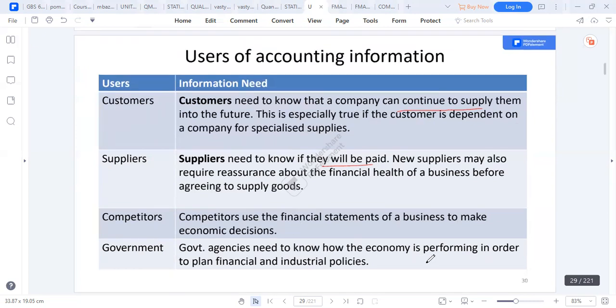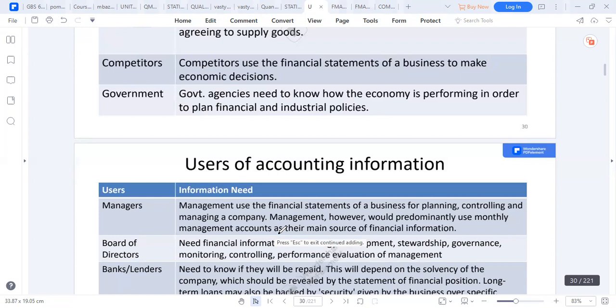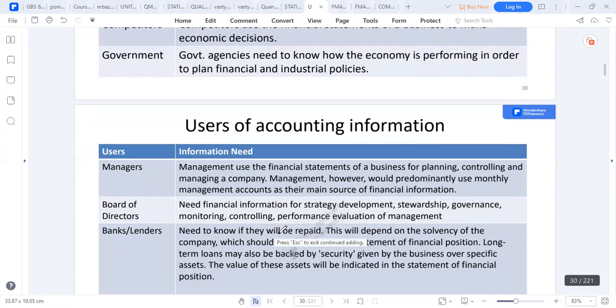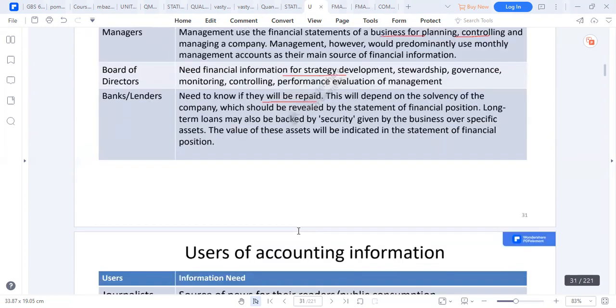Government agencies want to know whether the company is performing in tandem with the economy's trajectory. So they want to plan. This is where they make budgets for the entire nation as a whole. Managers use it internally for control, planning, and managing a company. The board of directors, to formulate strategies. The lenders, to know whether they'll be repaid, the solvency of the company.